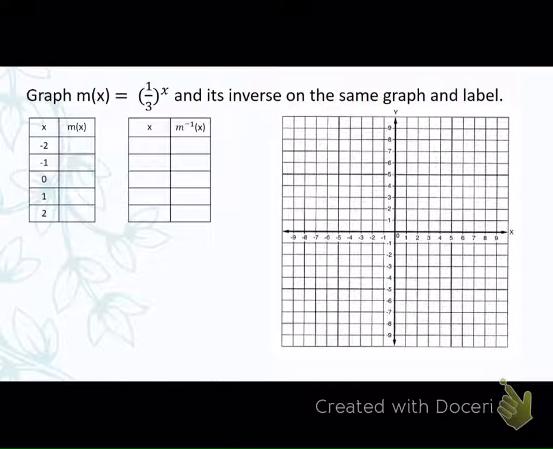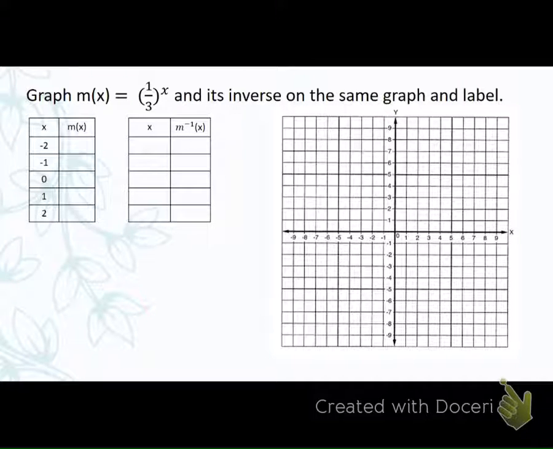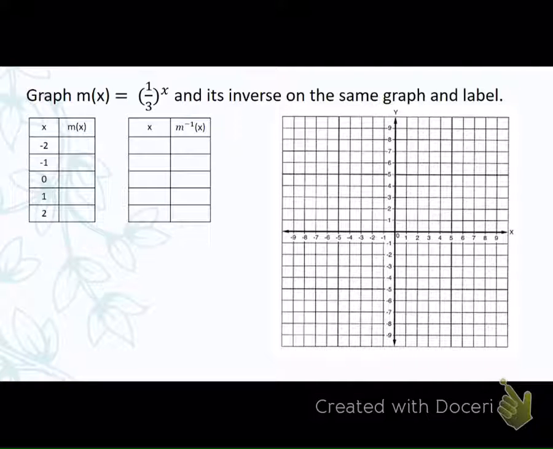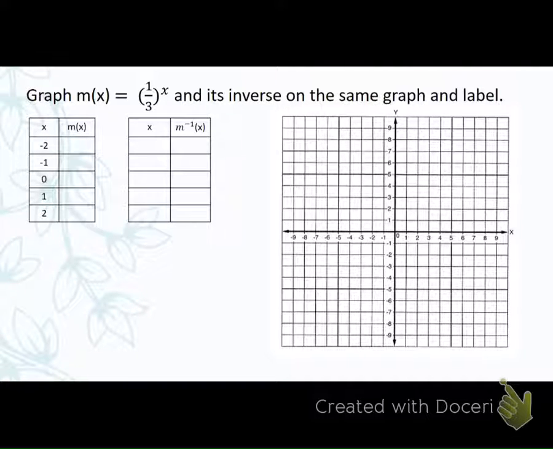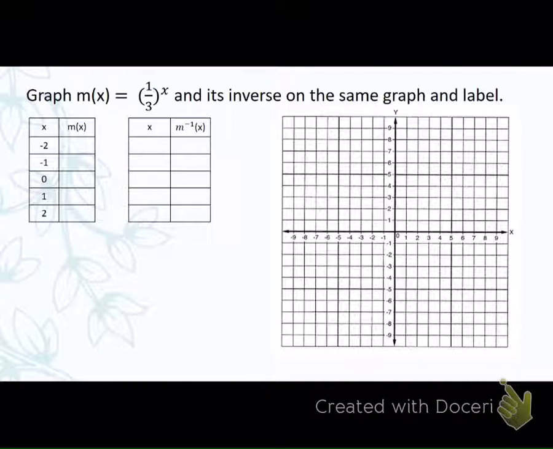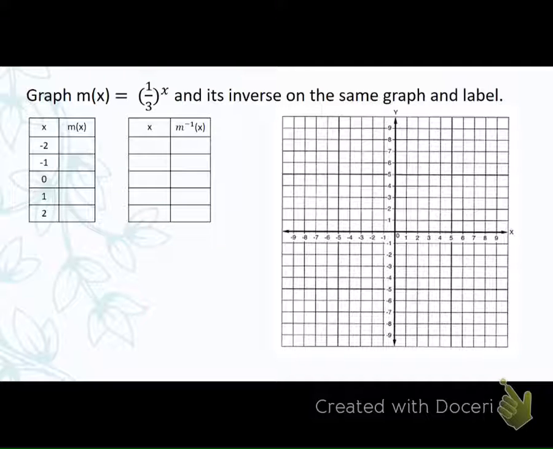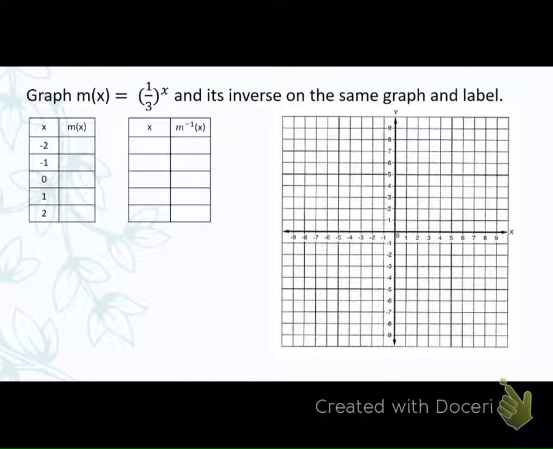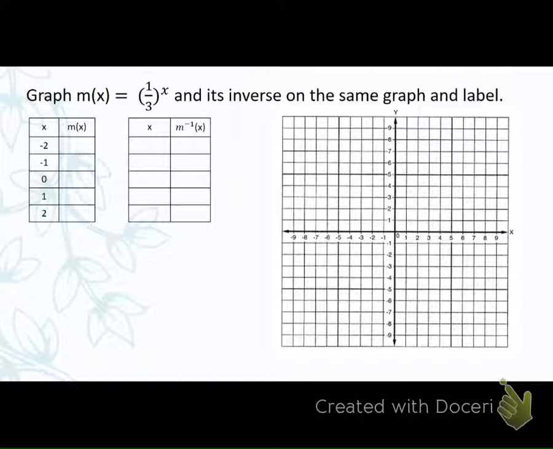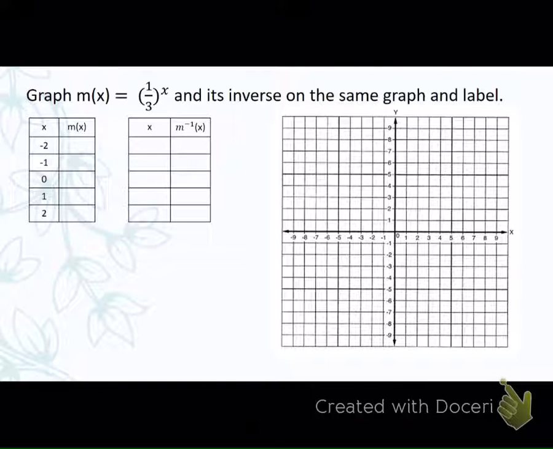All right, so it says graph m of x equals (1/3)^x and its inverse on the same graph and label. So first of all, you know how to do (1/3)^x in the calculator, so start typing in with a -2 and a -1, a 0, 1, and 2. You're using this equation in this table to figure out the points for that. So you just do (1/3)^-2 again? To the -2, yeah. Okay. And fill in that table.